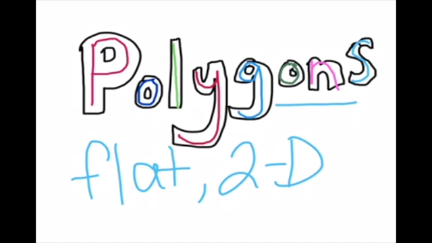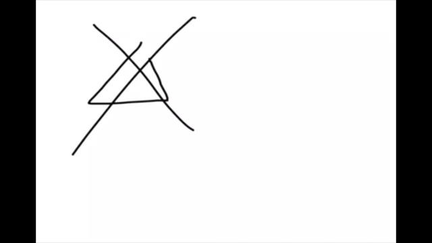And then the lines that we do have are fully closed. So like I told you before, a polygon is going to have closed sides. So like I said, that will not be a polygon because we don't have the lines that are fully closed. But we know that this is a polygon. It's flat, 2-dimensional, and the lines are closed.